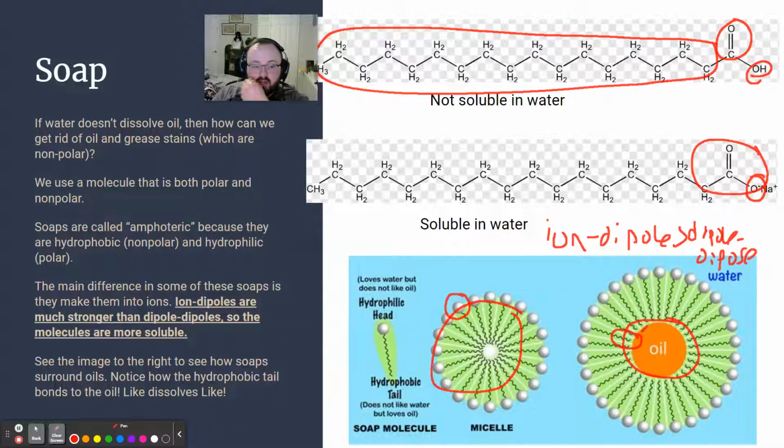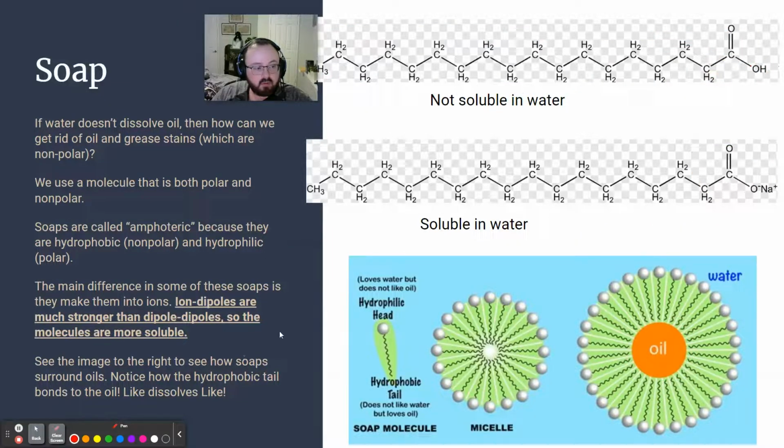So like dissolves like. So this nonpolar section is going to fit in very well with the nonpolar oil. Alright? So that's the last bit of the slides.